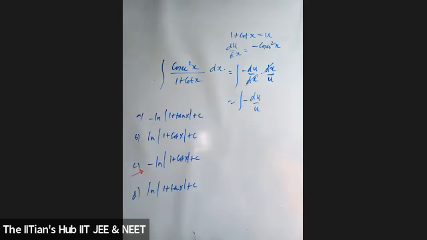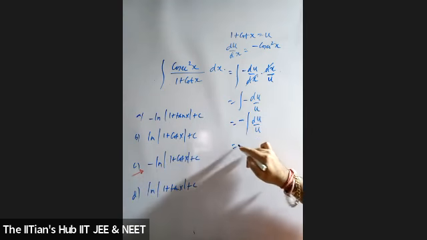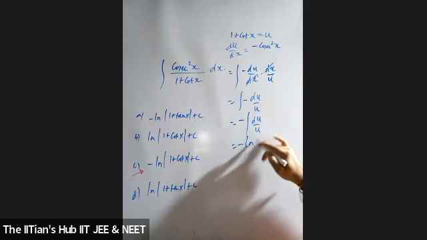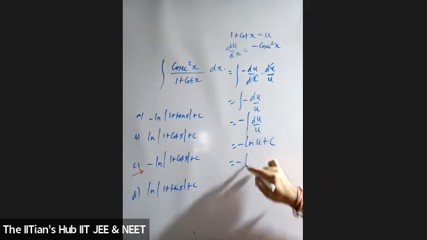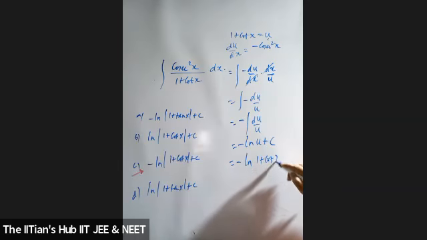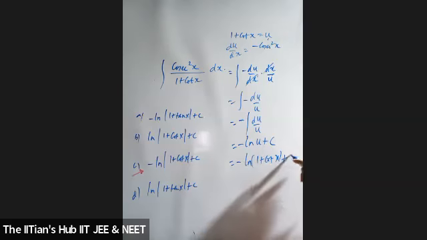So what is integration of minus du by u? The negative sign comes outside: minus integration of du by u. What is integration of du by u? ln u plus constant of integration, so minus ln. What is u? 1 plus cot x. So minus ln 1 plus cot x plus constant of integration. Answer is this. Students, is it clear?